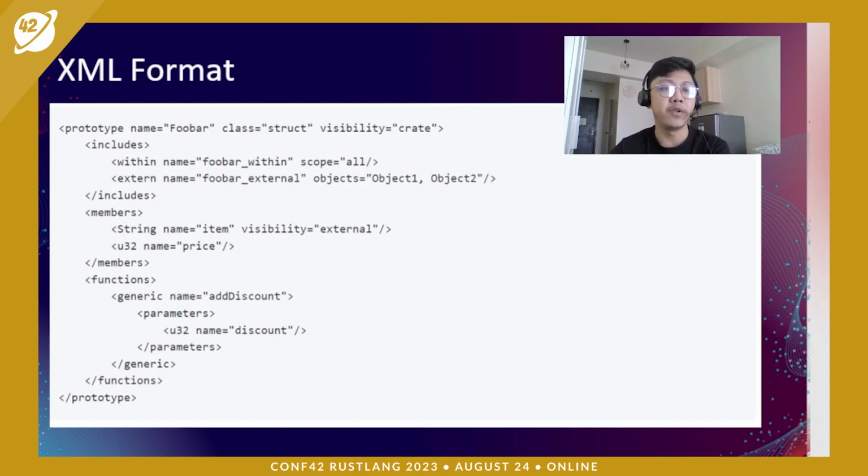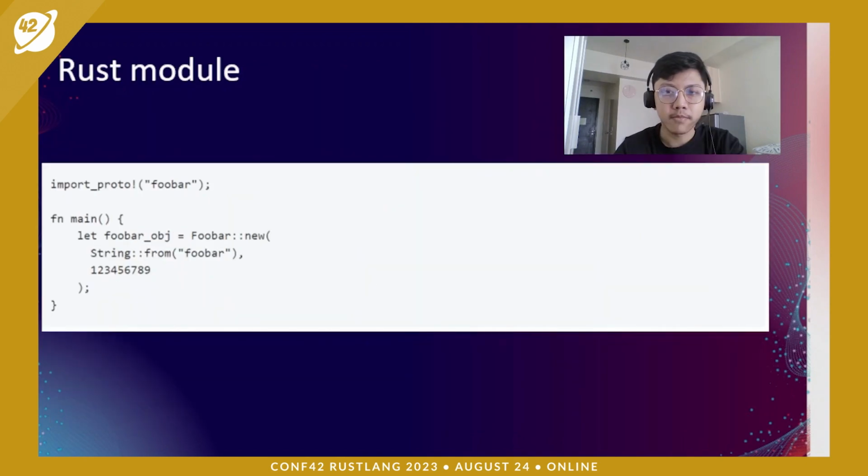So here's a preview or example of how the XML format is defined for a Rust object in my project. I will describe the XML elements, tag names, attribute names, and attribute values in the later slides. And here is how to use the rustxmlproto object in a module. You only have to use the import proto macro function with the object name as a parameter. So we have import_proto with value foobar as our object name.